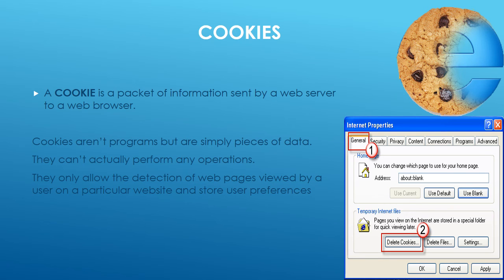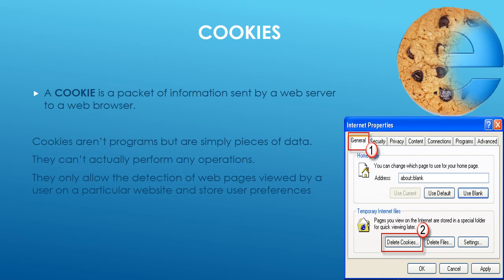And last but not the least, cookies. A cookie is a packet of information sent by a web server to a web browser. Cookies are basically small files which are stored on user's computer. They are designed to hold a modest amount of data specific to a particular client and website, and can be accessed either by the web server or the client computer.